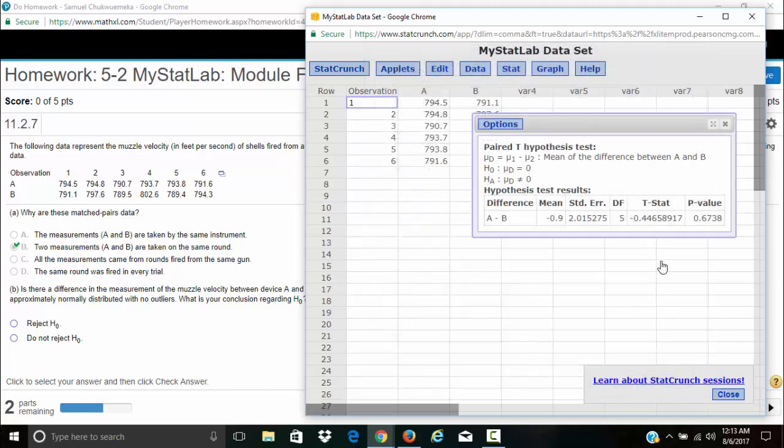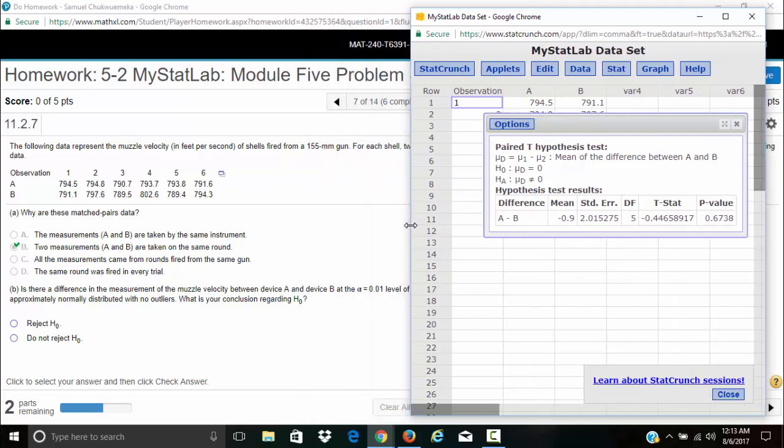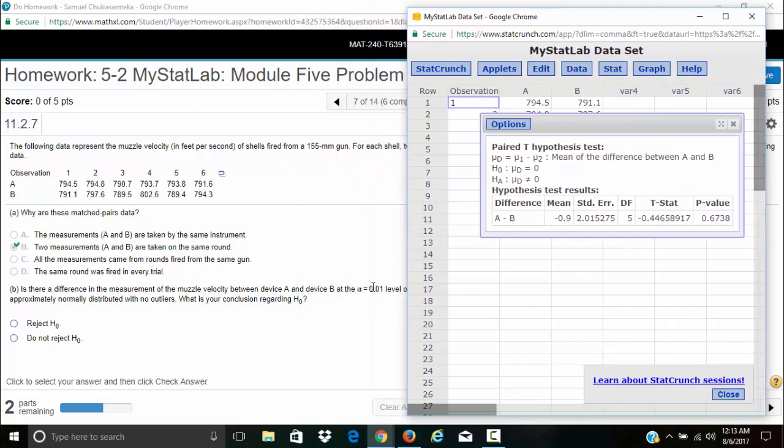I want you to really understand this hypothesis testing, so I'm going to explain it. We can use the p-value approach. They gave us the level of significance, which is 1%, 0.01. The p-value is 0.6738. So you can take this down in your notes.